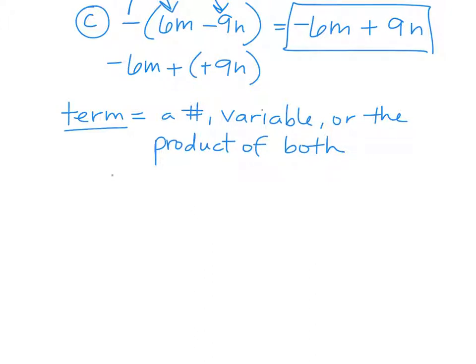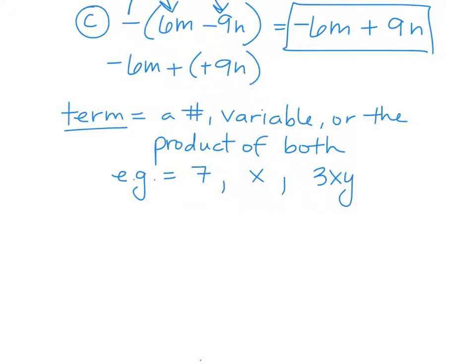So some examples of that. For instance, the number 7, okay? That's a term. The variable x is a term. Or I could say 3xy is a term because I took a number and variables and I multiplied them together, okay? So those are all terms.